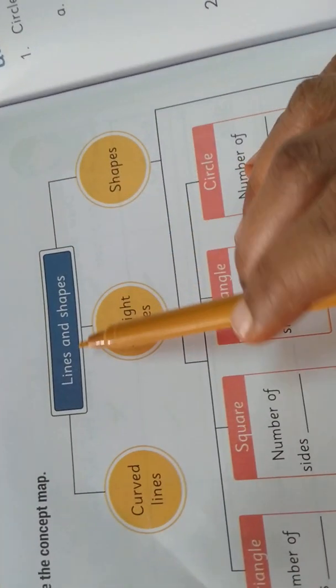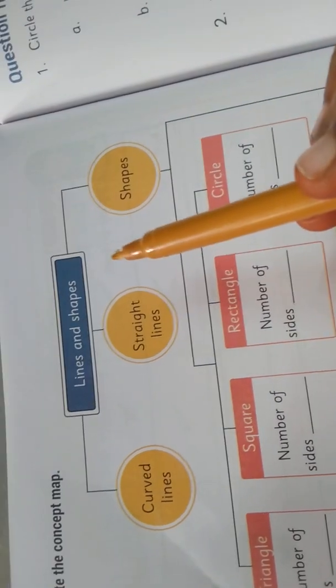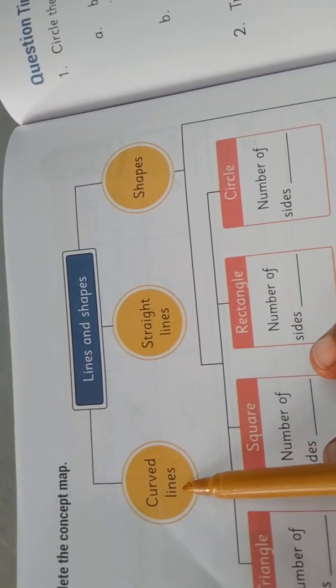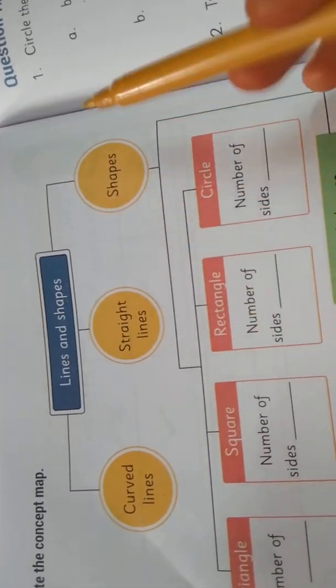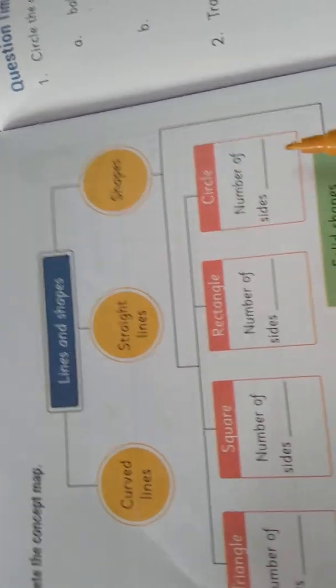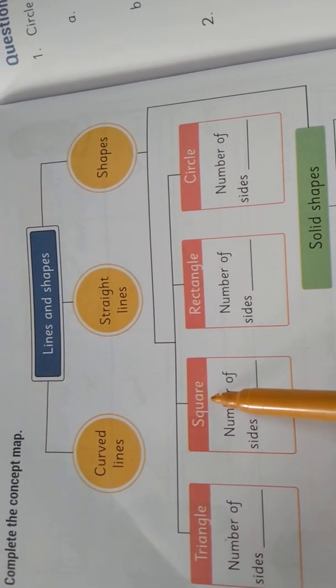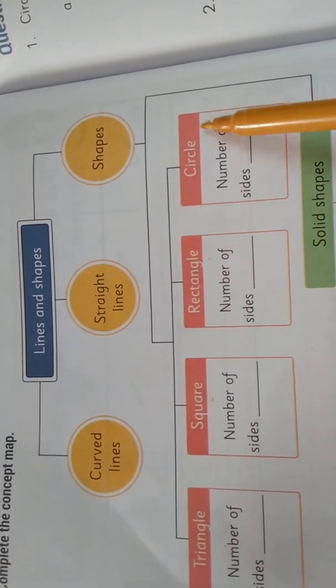Now see your studio, page number 90. Concept map. Lines and shapes. What is the lesson name we are seeing now? Lines and shapes. What are the different lines? Curved lines and straight lines. And different shapes we have seen. See here, shapes: triangle, square, rectangle, circle.